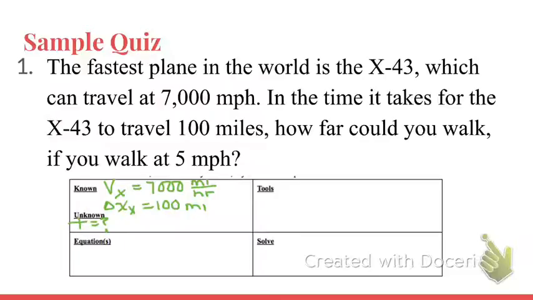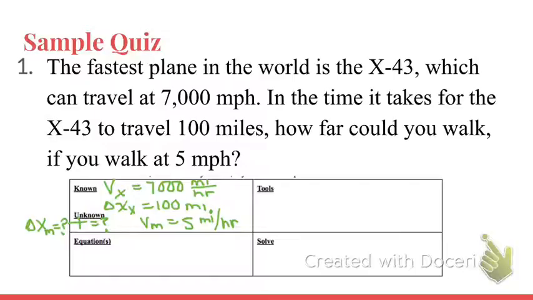And then I know that my velocity, so let's say Vm for V me, is 5 miles per hour. And I need to know the time that we're talking about, the time it takes for the x43 to travel 100 miles. That's something I'm going to use for myself. And I also want to figure out how far I walk. So the ultimate thing I'm trying to find is my delta x. Delta x me equals question mark.